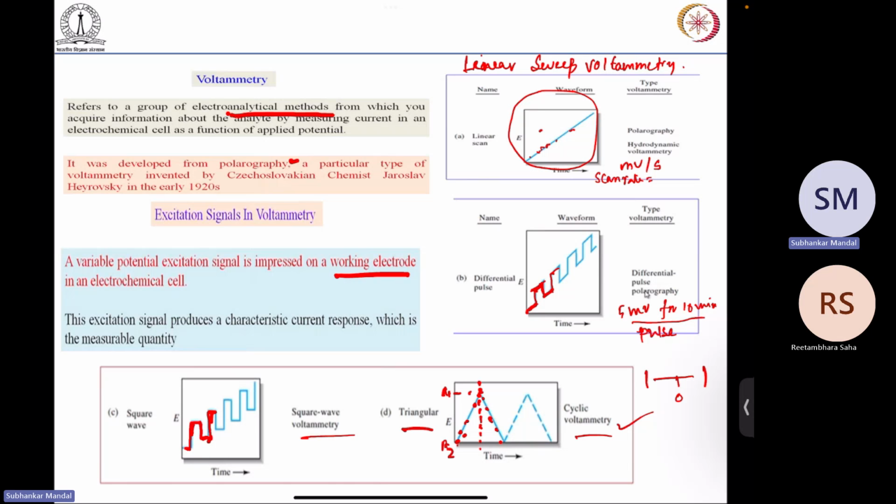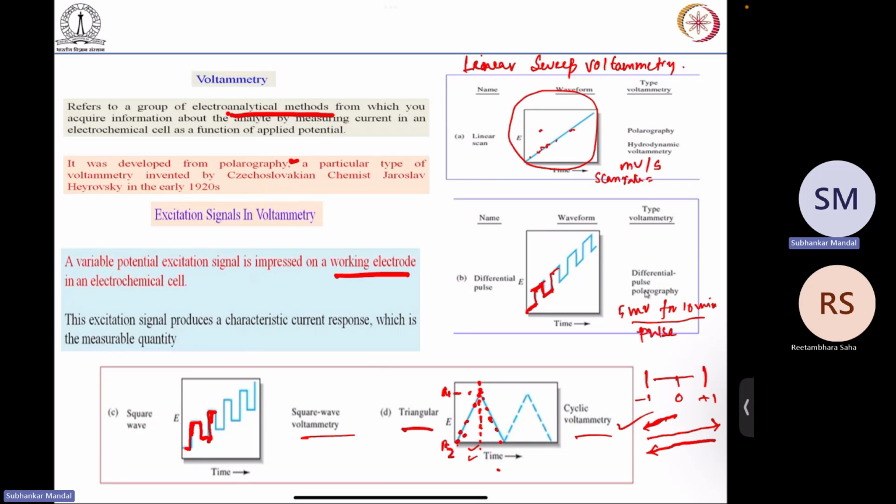I can write this is 0, this is plus 1, this is minus 1. You have started from 0 to minus 1. After that again you are coming back to the plus 1, again you are coming back to minus 1. So like this. So when you are doing like this, if you plot the potential as a function of time, you will get this kind of graph.